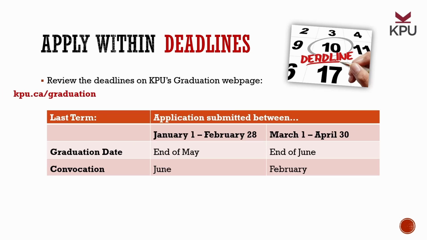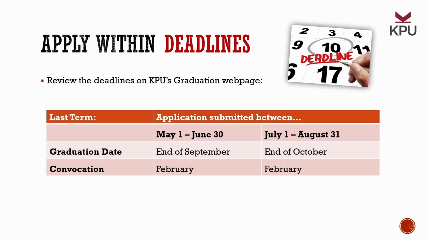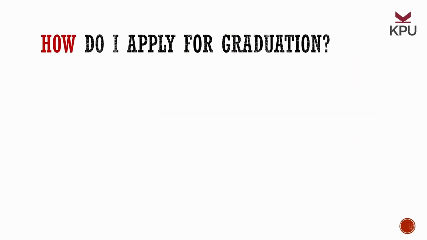Similarly, if your last term is spring, the following deadlines apply. And if your last term is summer, you must apply between May 1st to June 30th to graduate by the end of September. Submitting your graduation application is simple if you are declared into the correct program.